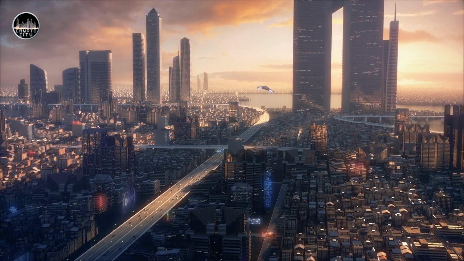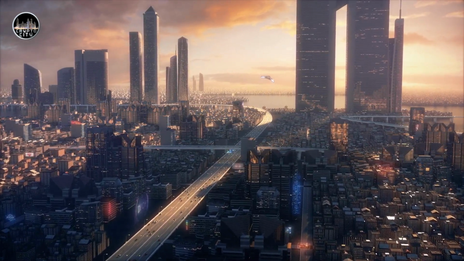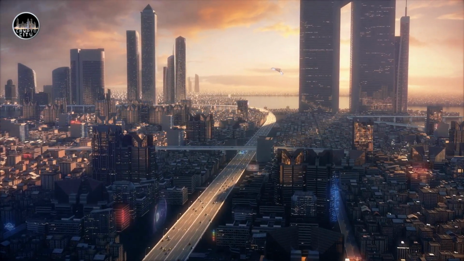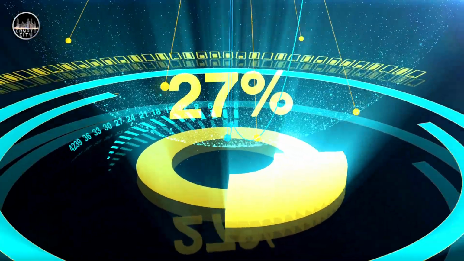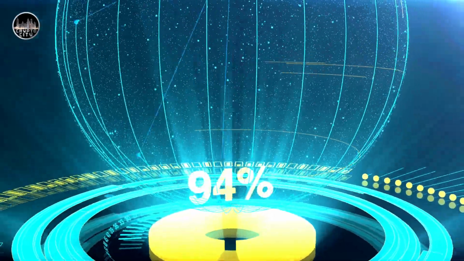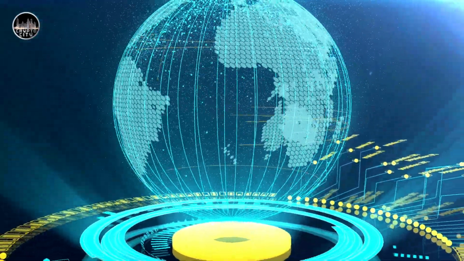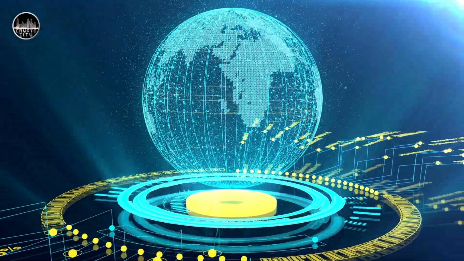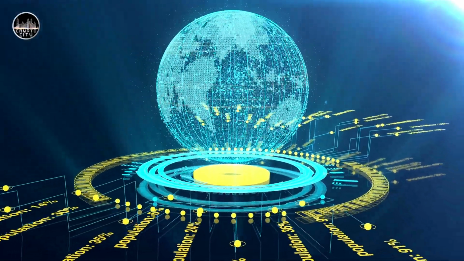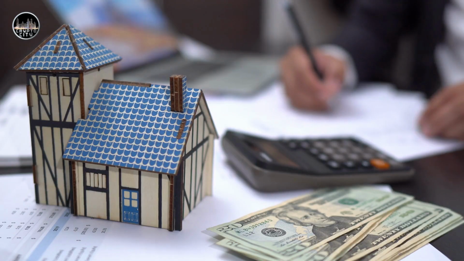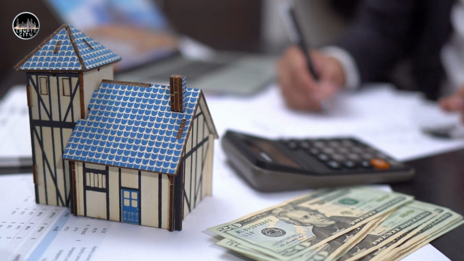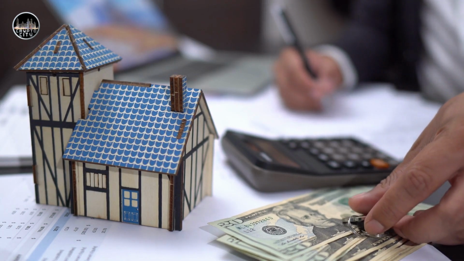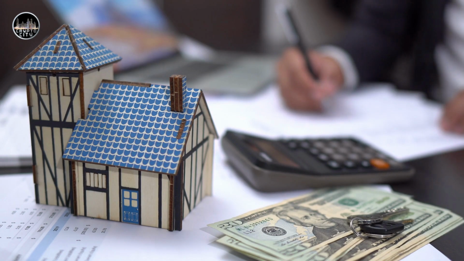Another potential application of blockchain technology in real estate is in the area of smart contracts. Smart contracts are self-executing contracts that can automate the execution of contracts and payments, reducing the need for intermediaries and reducing transaction costs. For example, smart contracts can be used to automate the transfer of property ownership, eliminating the need for manual processing and reducing the risk of errors.